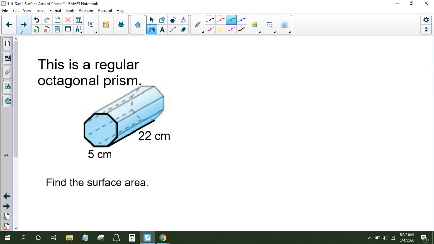Okay, let's look at another one. This is a regular octagonal prism. We see that it has an edge here of 22, and they're telling us that one side of the octagon is 5 centimeters. We have to find the surface area. So again, we're going to do just like we did previously. We need to find the area of each of the octagons, the bases, plus we need to find the area of each of these rectangles. There are going to be 8 of those because it's an octagon. Then we're going to add all of those areas together to get the total surface area. So let's do that.